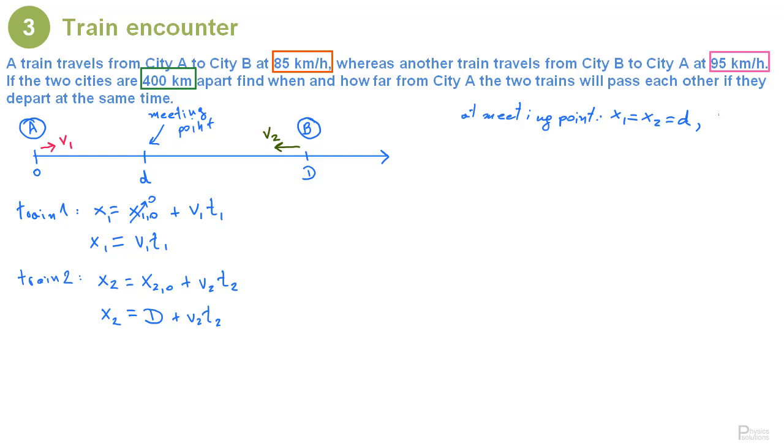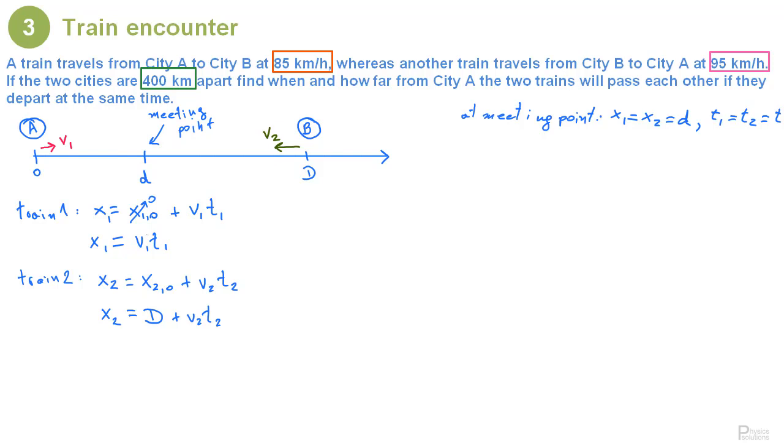They have to be the same coordinate in space and in time. In other words, we want t1 to be the same as t2, and we can give it a simple name, just call it t, just to simplify the notation. So this is the condition of the two trains meeting at point D. In other words, the two trains passing each other.